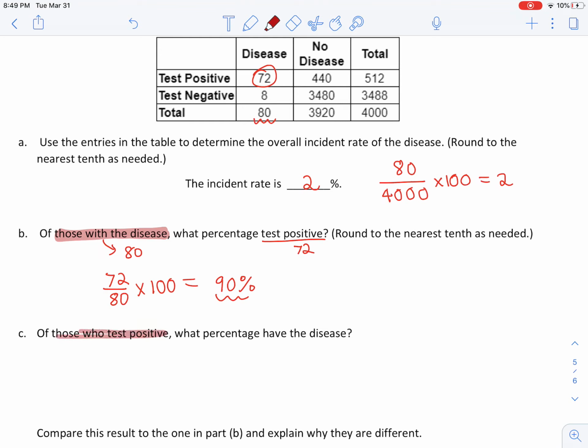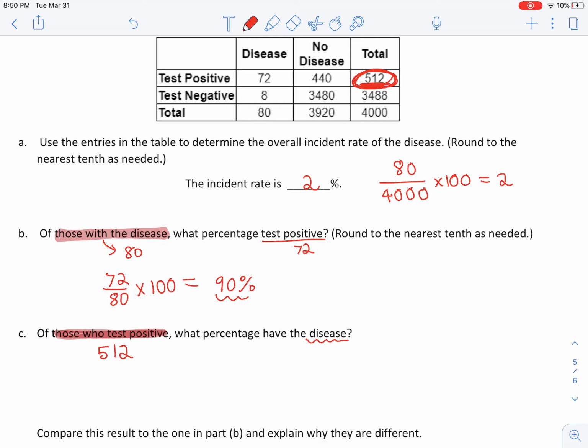Of those who test positive, all right, I'm going to go ahead and highlight this part here, okay? Of those who test positive this time. So how many people tested positive this time? If you look for that number, this is the total number of people who tested positive. So 512 is going to be your whole.